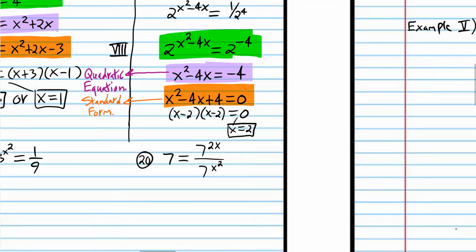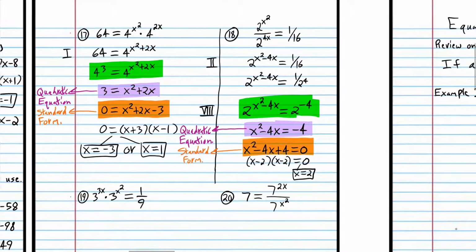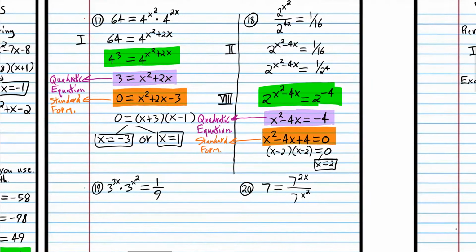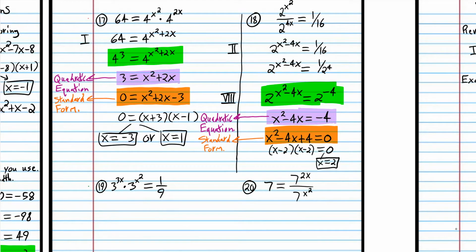Alright, so now it's time for you to try. I want you to try number 19. You can use number 17 to help you. And when you come back, we'll do it together.